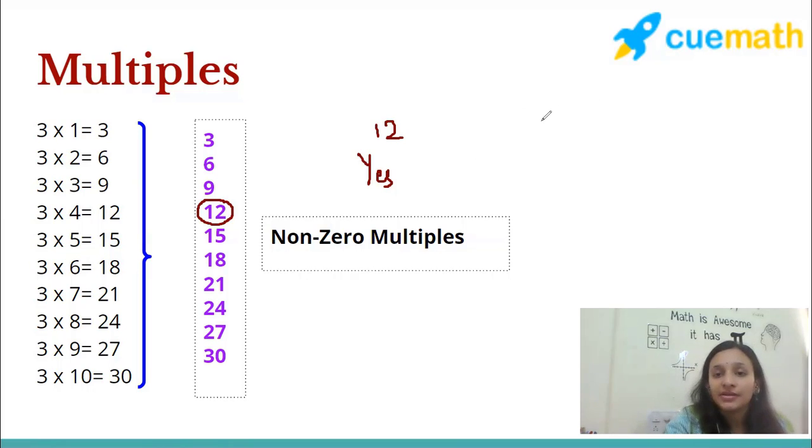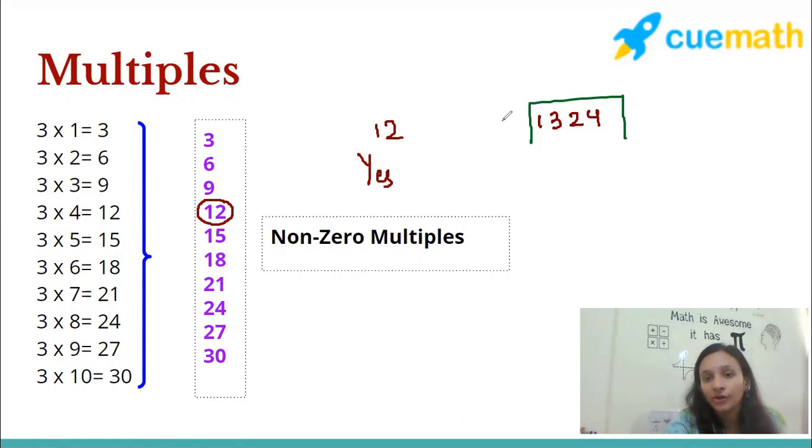Let's say the number is 1324. Now you need to tell me whether 1324 is a multiple of 3 or not. Is this a multiple of 3? Now, how would you do it? Another way of identifying whether a certain number is a multiple of another number is by dividing it by the number for which you're checking. So here we are looking at whether this is a multiple of 3 or not, so I would be dividing it by 3.